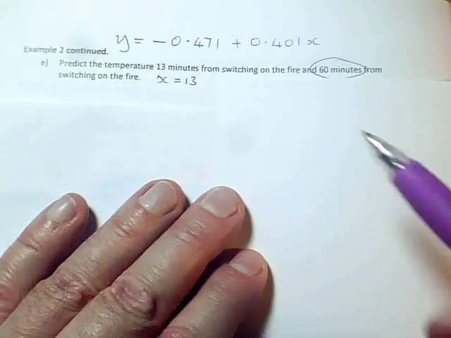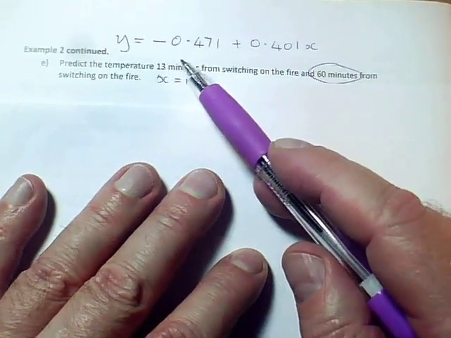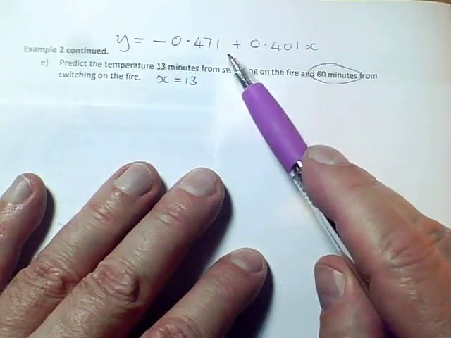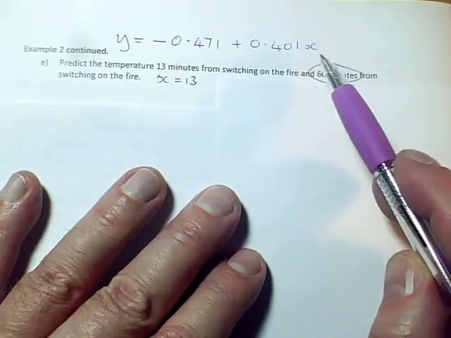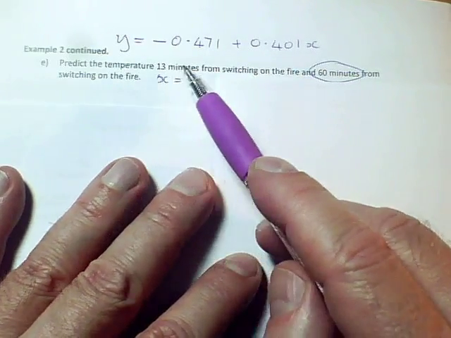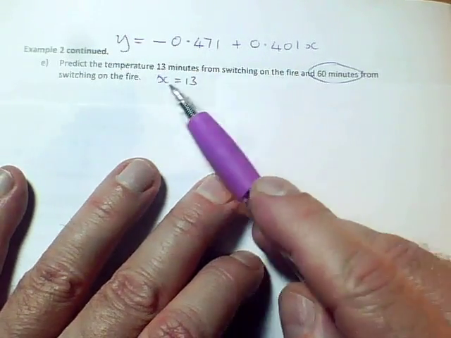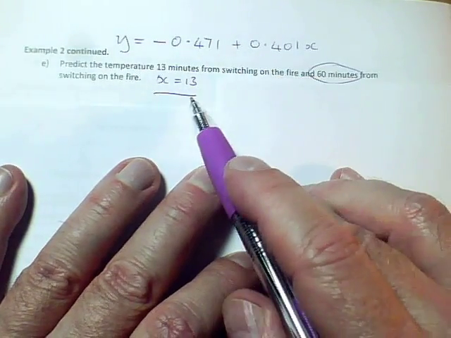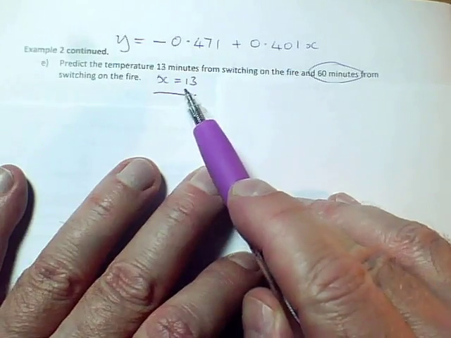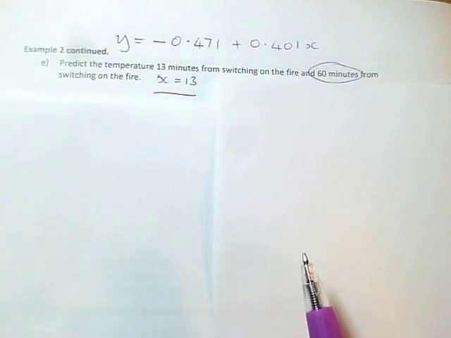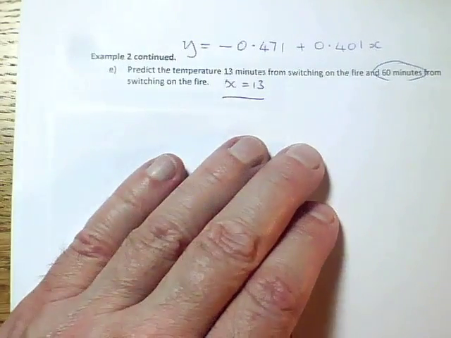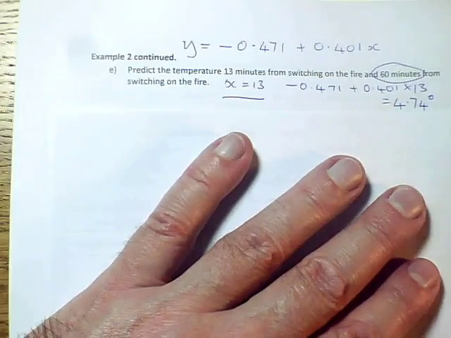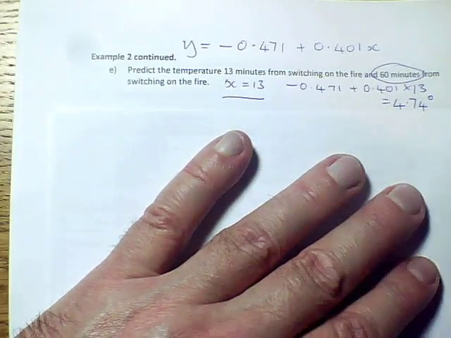Well, here's an example following on from a regression equation. I'd already obtained the regression equation: y equals minus 0.471 plus 0.401x, and I've got to make predictions for 13 minutes from switching on and 60 minutes from switching on. So my first x value is 13. All I need to do is take my regression equation and slot x equals 13 into that, so I do minus 0.471 plus 0.401 times the 13.